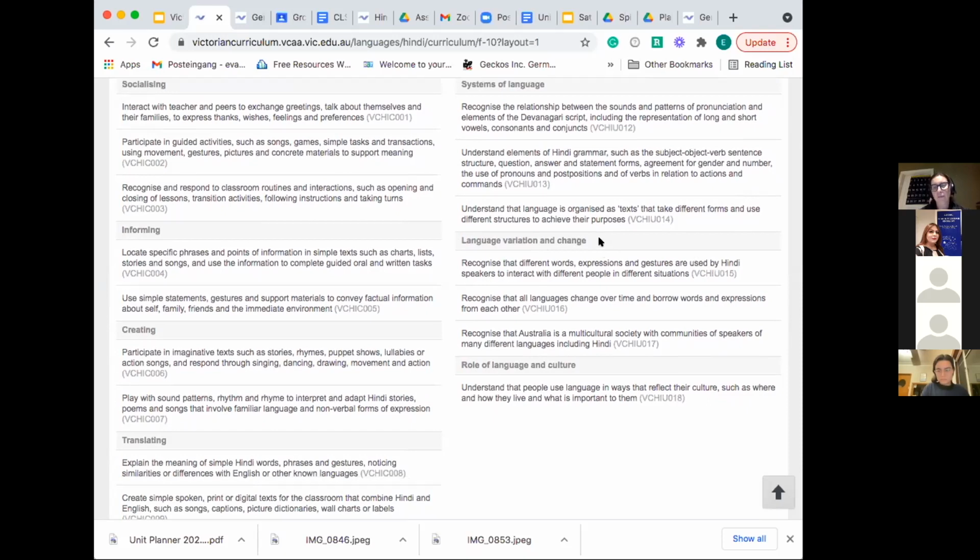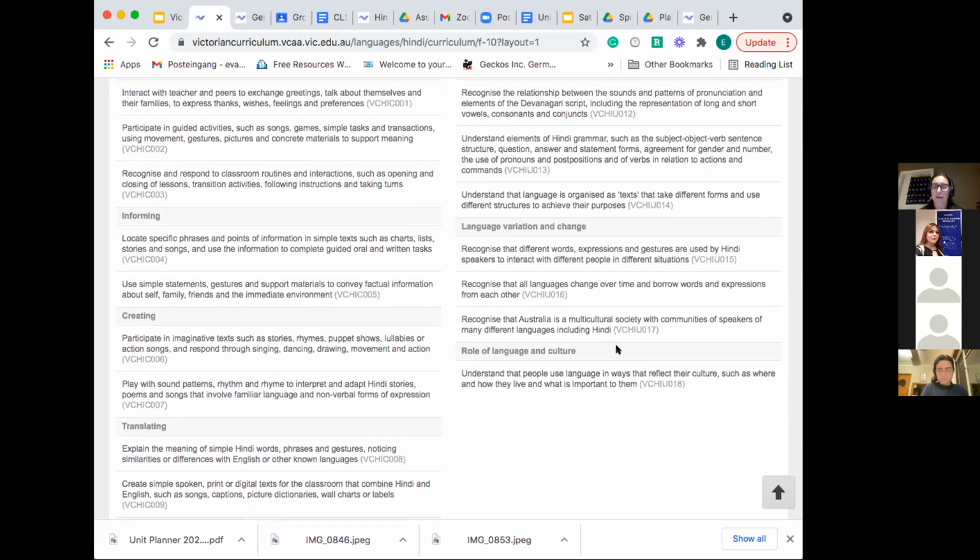So for example, in my case for German, we have different variations of language depending on what German-speaking country you're coming from. So someone from Germany has a different way to talk and use the language than someone from Switzerland or from Austria, for example. And then we look at the role of language and culture.